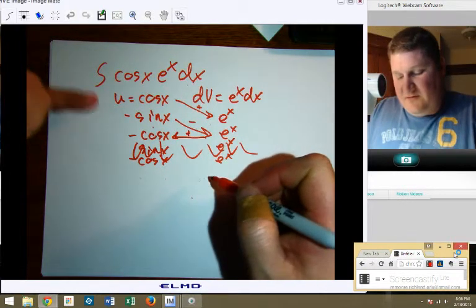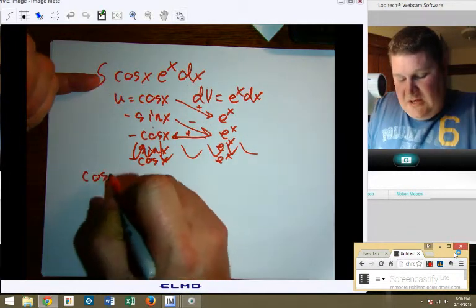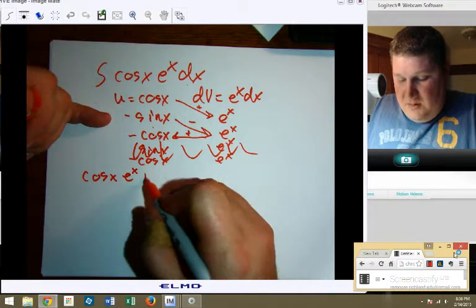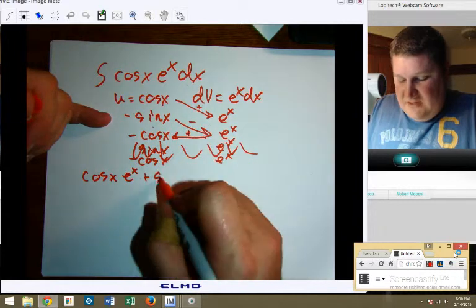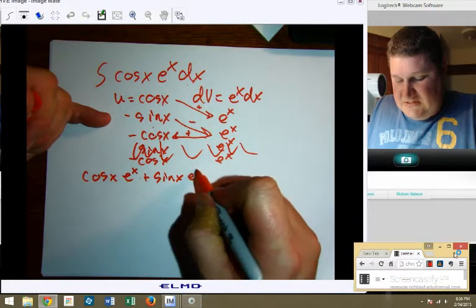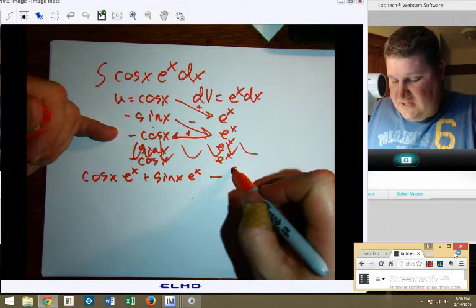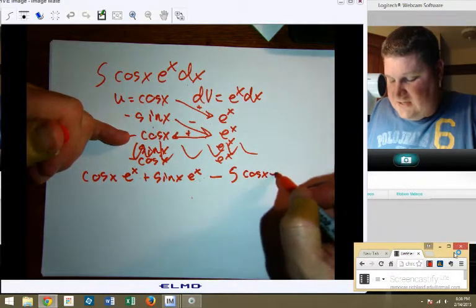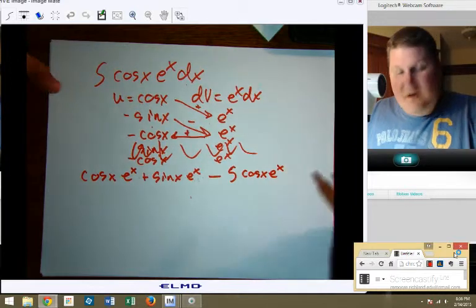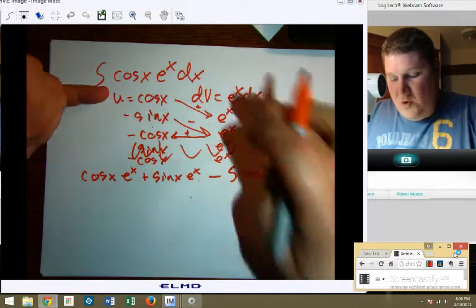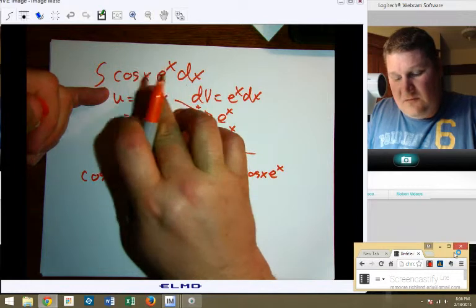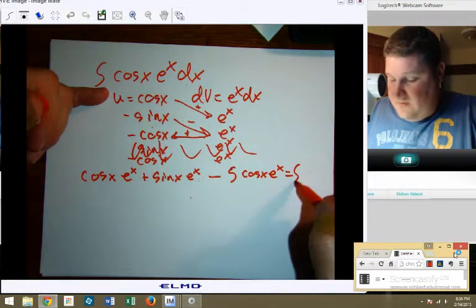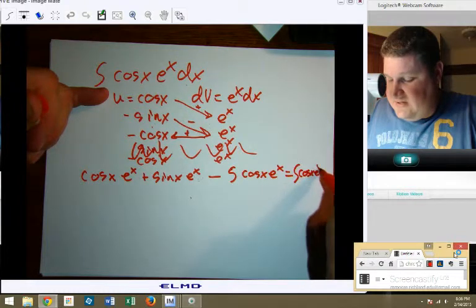Reason being, if I put all these together, cosine x e to the x, plus, because I have negative, sine x e to the x, minus the integration, because I have a negative here, of cosine x e to the x. Well, what is that all supposed to equal? Well, the whole point of this process is that it equals this guy right up here. So it equals the integration of cosine x e to the x dx.